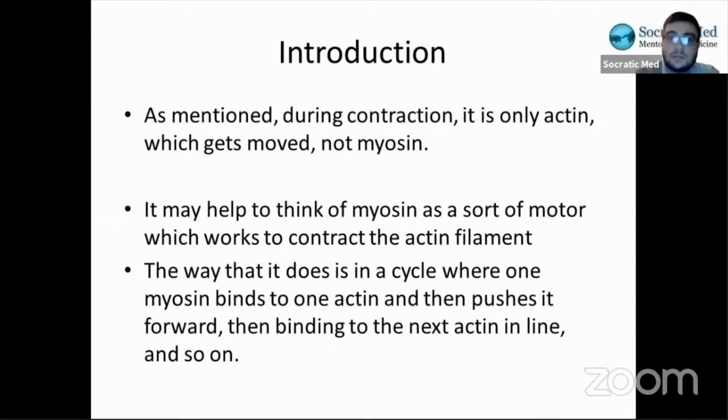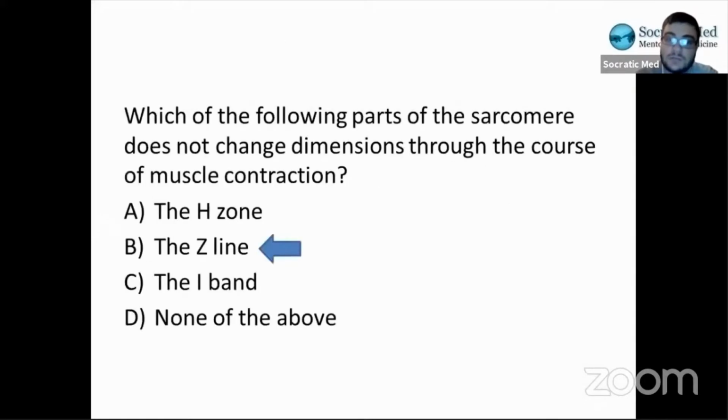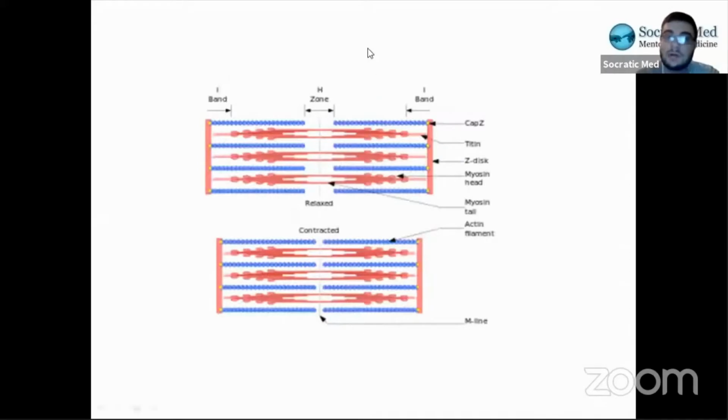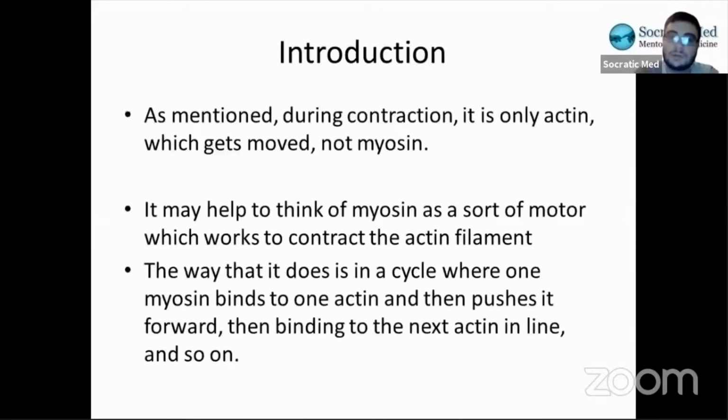One way to think about the contraction is maybe think of myosin as a sort of motor, which works to contract the actin filament. If you look here, the myosin, these little red lines, actually take these blue lines, the thin filaments, and push them together like a motor. They just keep pushing them closer and closer together, like a motor would.